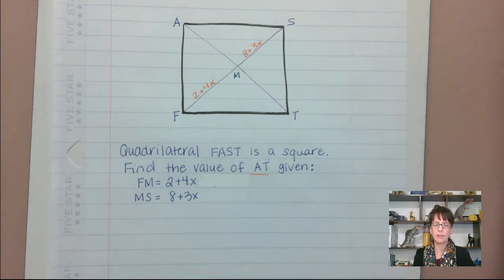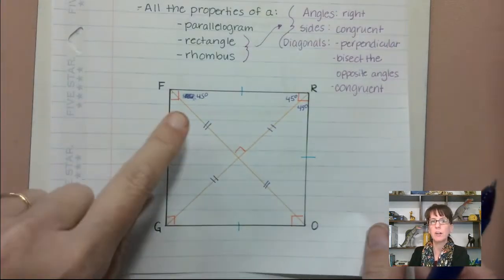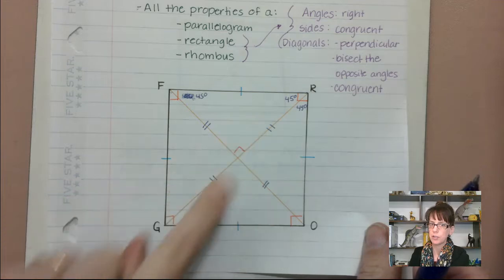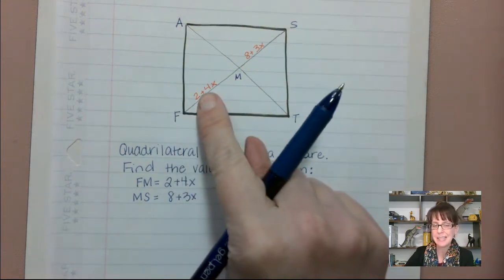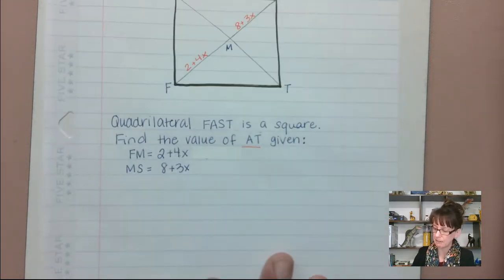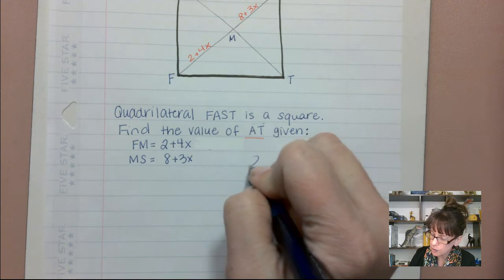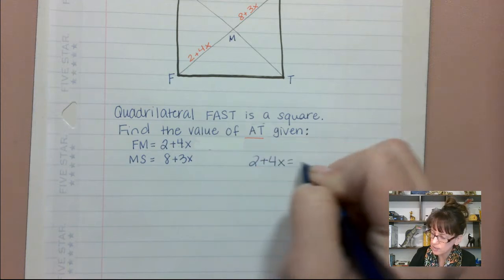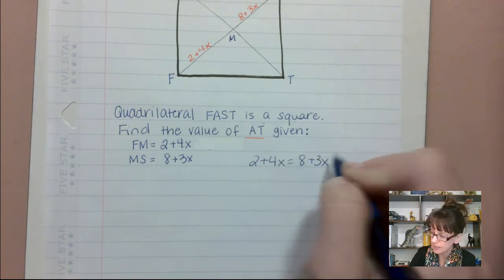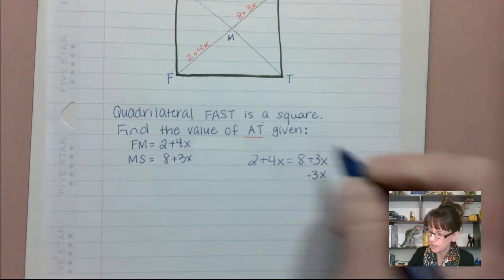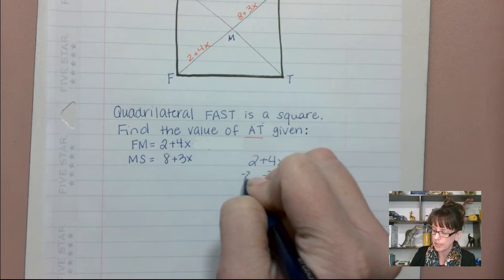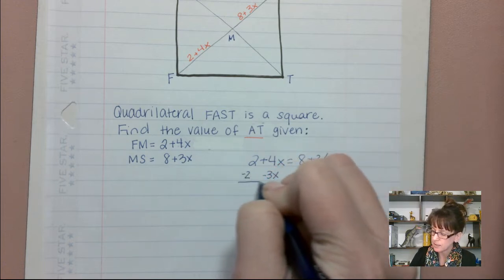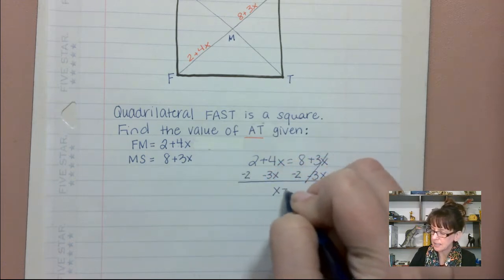Again, looking at our properties of squares, we know that our diagonals are congruent to each other. They're bisected, which means that the halves are congruent to each other. So what I can say is this guy is going to be equal to this guy right here. So we say 2 plus 4x equals 8 plus 3x. Let's go ahead and solve this for x by subtracting 3x from both sides and subtracting 2 from both sides. That gives us x equals 6.